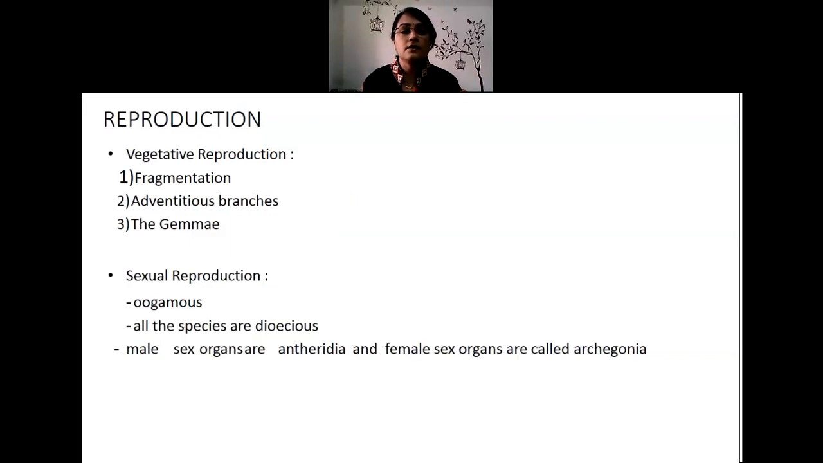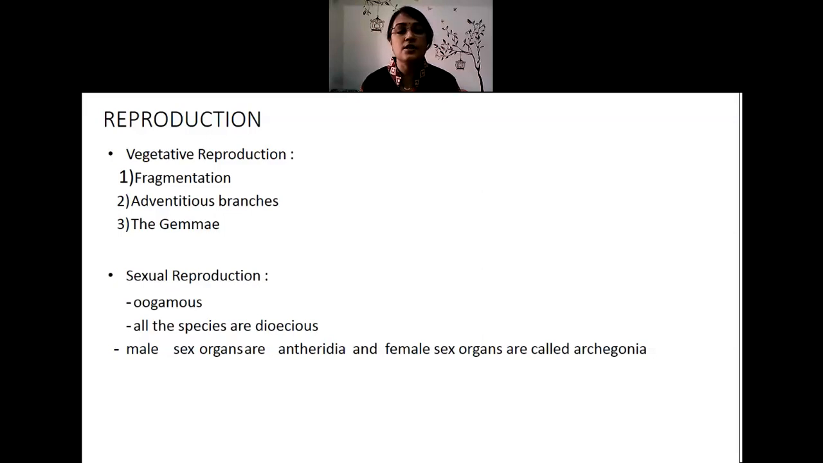Coming to vegetative reproduction, there are different modes of vegetative reproduction found in bryophytes. In Marchantia, we find these types of reproduction: fragmentation, adventitious branches, and gemma. Gemma, of course, is also considered a type of asexual reproduction as it is a propagating organ.